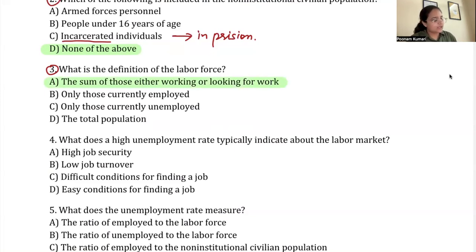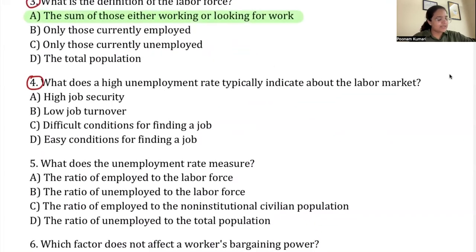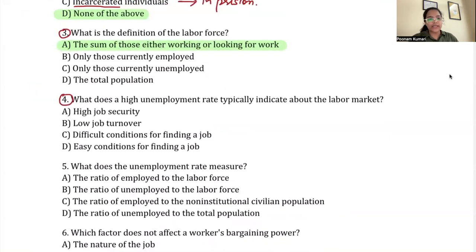What about question number 4? What does a high unemployment rate typically indicate about the labor market?